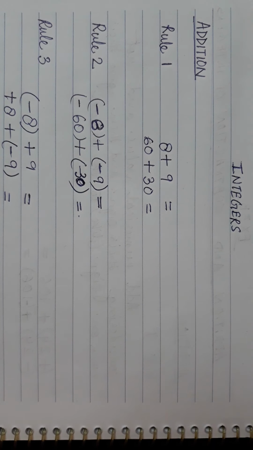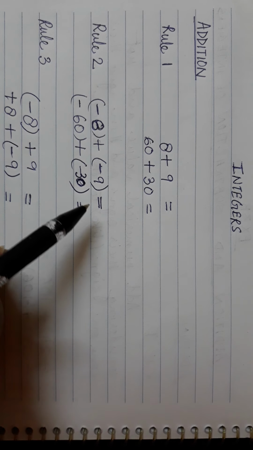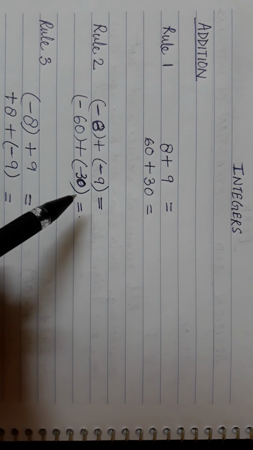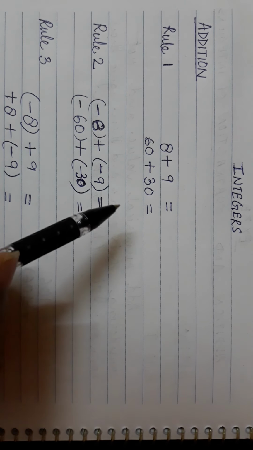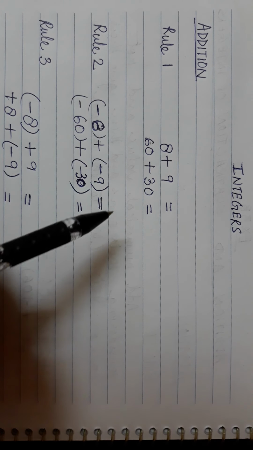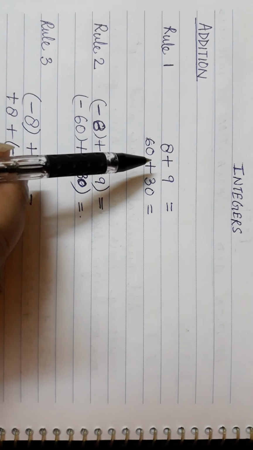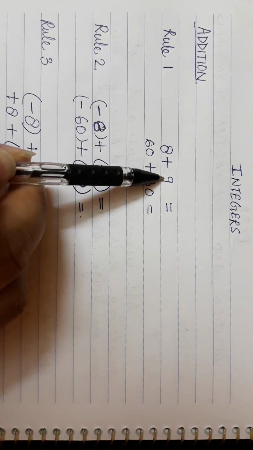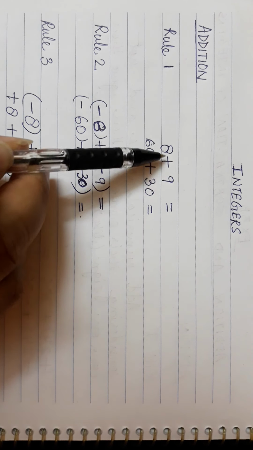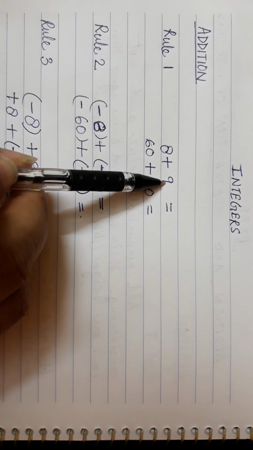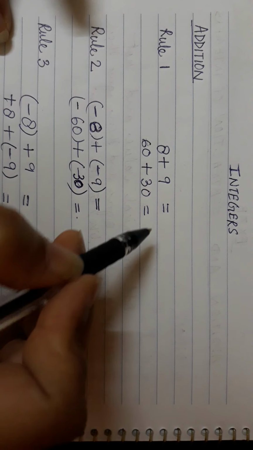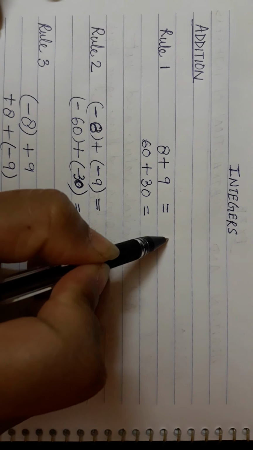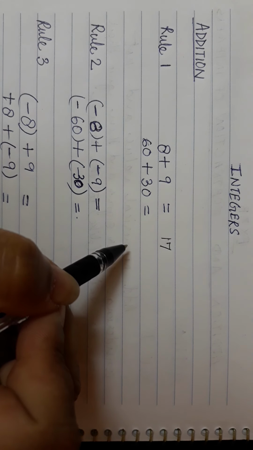Now adding the integers, we will follow three rules depending upon the type of questions we get. Okay, so rule number one: the sum of two positive integers is obtained by taking their sum. So what do we do here? 8 plus 9 gives you 17. Simply we just add the positive integers. So this is rule number one.